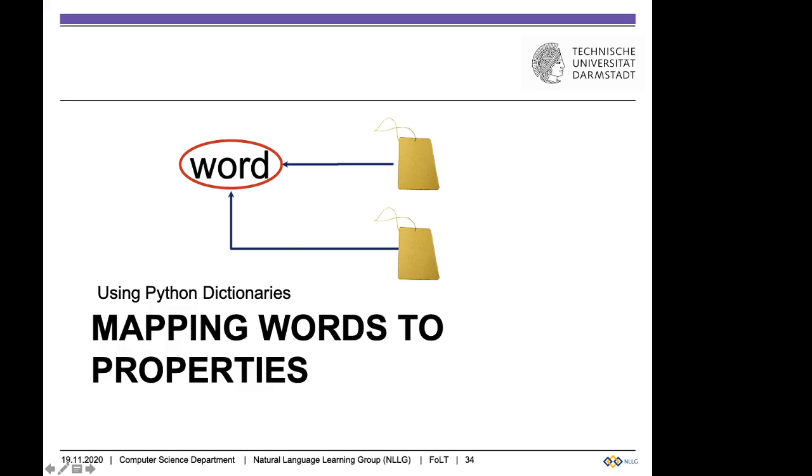Now we have known that we can use a list data structure to store a list of words. But if every single word has multiple properties, what data structure can we use to store both pieces of information? Here we will introduce a new data structure in Python, which is called dictionaries.